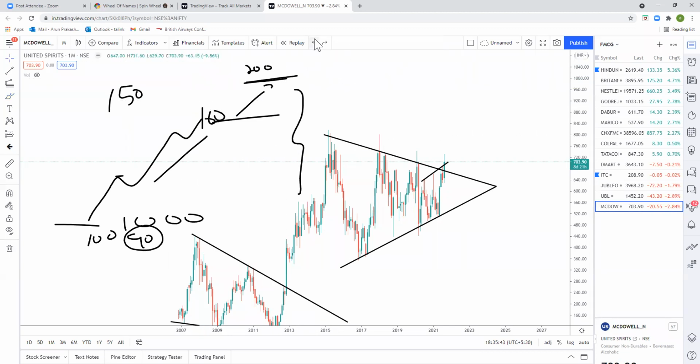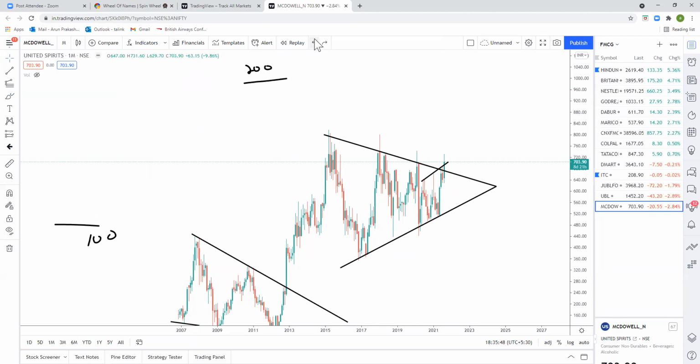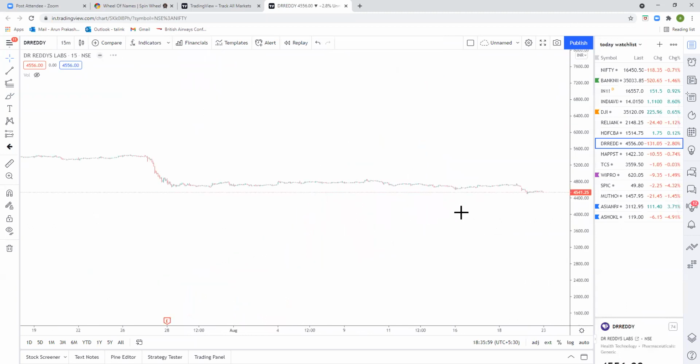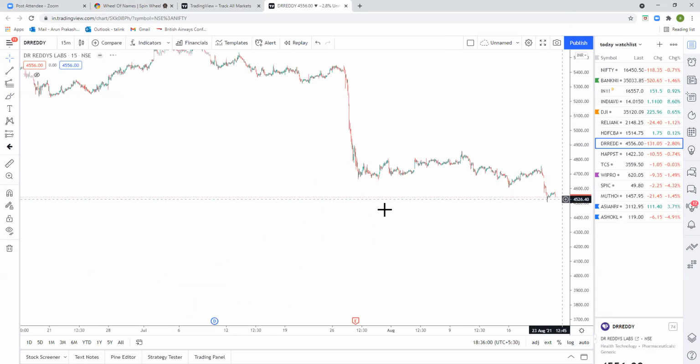So, okay, sir. Finally, regarding Dr. Reddy's lab, 15 minutes chart. In the 15 minutes chart, sir, on the 18th, I wanted to take entry based on the past 3 days inverted head and shoulders pattern.